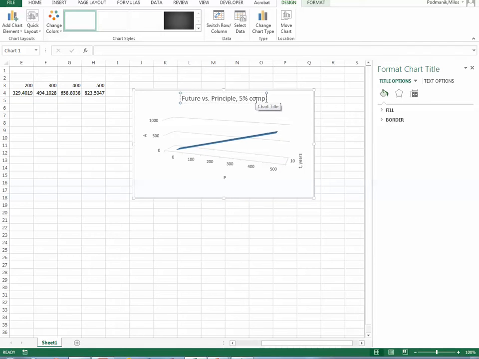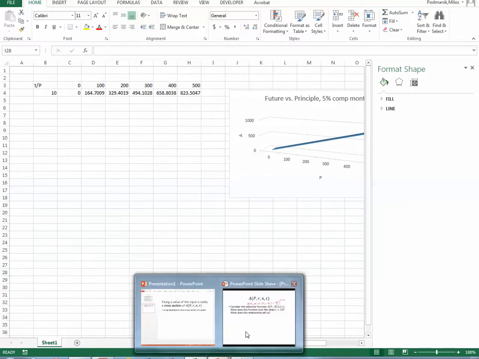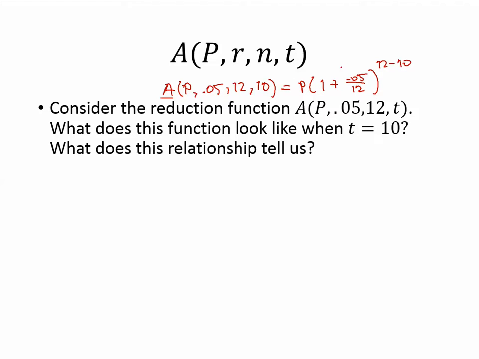5% compounded monthly. Okay, so this is actually a linear function, you'll notice, and that's maybe something we wouldn't expect. However, whenever we do this computation here, you'll notice that this whole boxed up quantity right here is just a constant. I have 1 plus a number divided by a number is a number, raised to a number is a number.